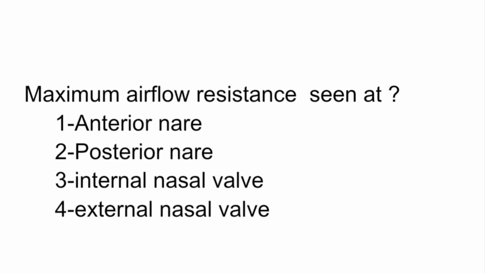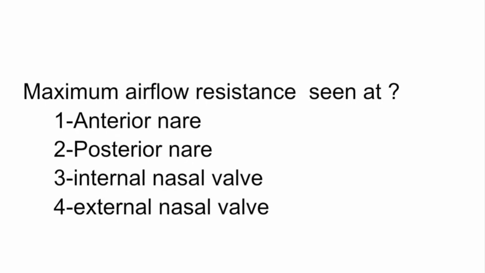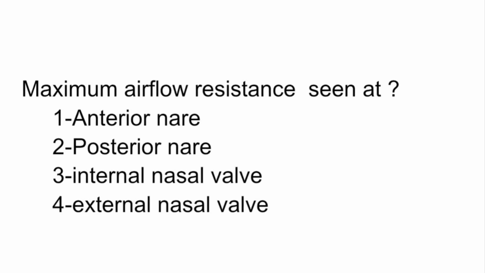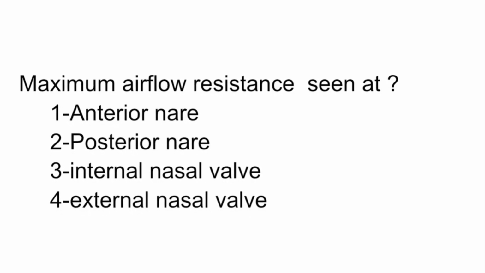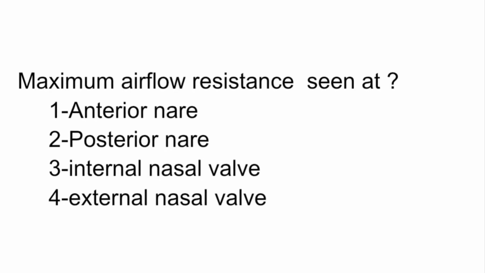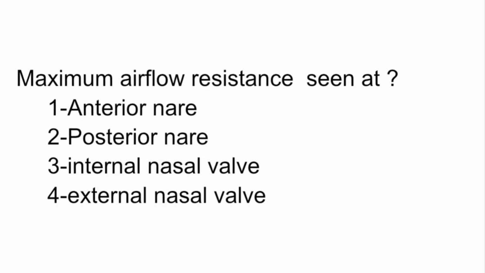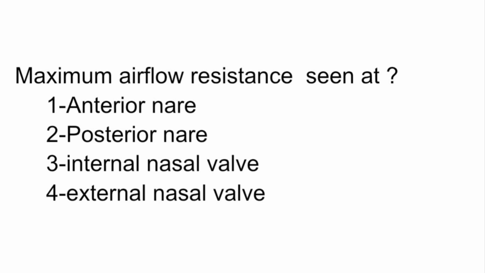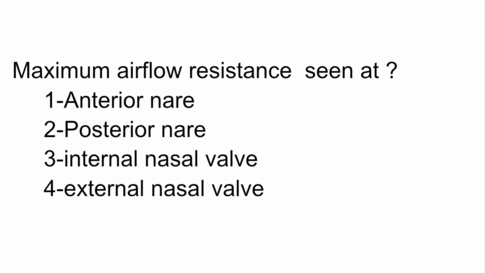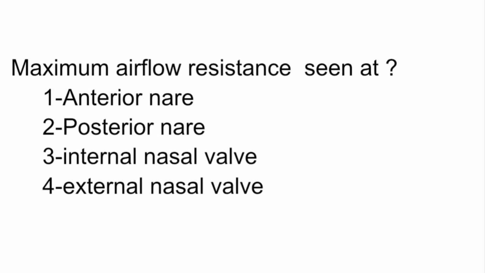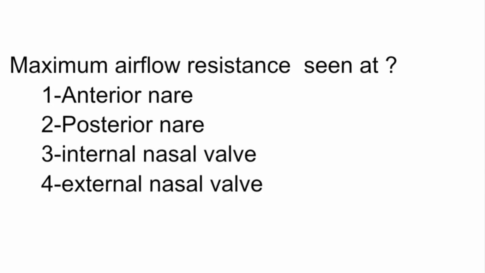Maximum airflow resistance is seen in the nasal cavity at the area of anterior, posterior, internal nasal wall, or external nasal wall. The answer to this question is that the maximum airway resistance in the nasal cavity is at the internal nasal wall area, because this area is the narrowest area in the nasal cavity.